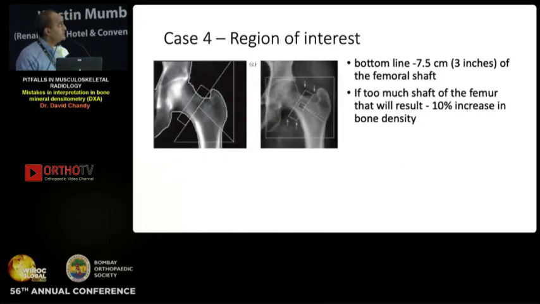Now, the region of interest. So here you see the hip scan. Globally, you have two machines for bone densitometry. It's like your Android system and your Apple. You have a Hologic and you have the GE Lunar. The Hologic has a square box, the GE Lunar has a triangle for analysis of the region of interest. So it's important that the lines are placed properly. If the lines are placed lower down, more of your shaft would be included in your region of interest, and the result would be a 10% increase in the bone density. So make sure that the technician is placing this line properly.